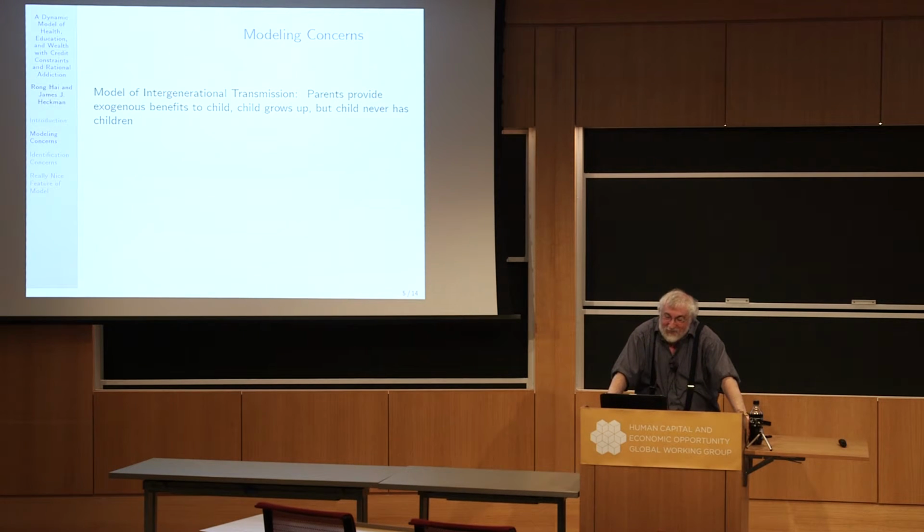Okay, second problem. They have a model of intergenerational transmission where parents are providing exogenous benefits to children. The child grows up, but the child never has children and never pays for children. And so there's a certain lack of consistency in the model, and that also means that, if they had allowed for that, that would suggest that many of the variables that they treat as exogenous are not really exogenous.